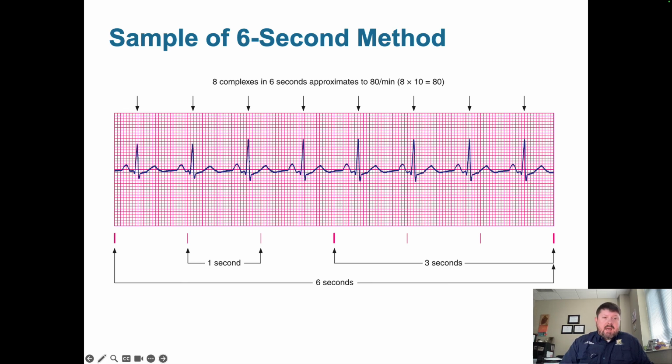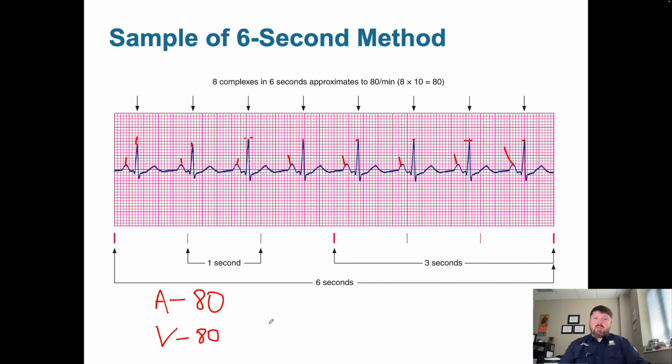Now, in order to get my atrial rate, I'm going to count my P waves. So I've got 1, 2, 3, 4, 5, 6, 7, 8. So that gives me an atrial rate of 80. My ventricular rate, I'm going to count all of my R peaks. 1, 2, 3, 4, 5, 6, 7, 8. So that's also 80. So what that tells me is going to be an answer to one of the questions we're going to talk about very soon.